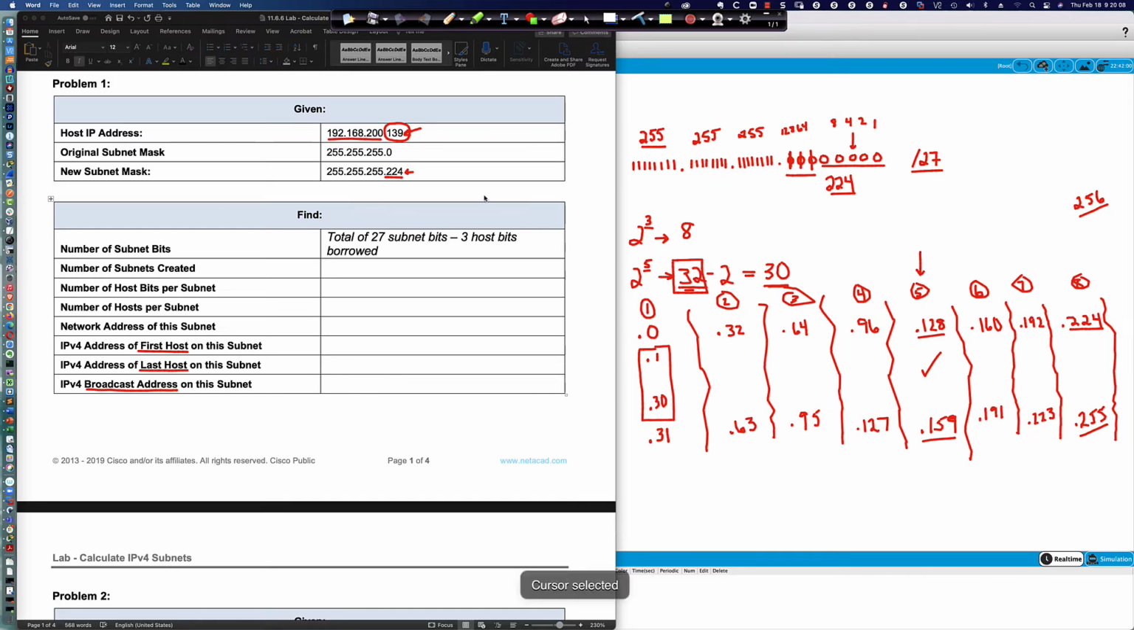So let's go ahead and fill that information in here. So number of subnets created was 8. Number of host bits per subnet is 5. Number of hosts per subnet, again, we're talking assignable IPs, is 30. Network address of this subnet is 192. Boy, oh boy, there is all kinds of trouble here in this Word document.